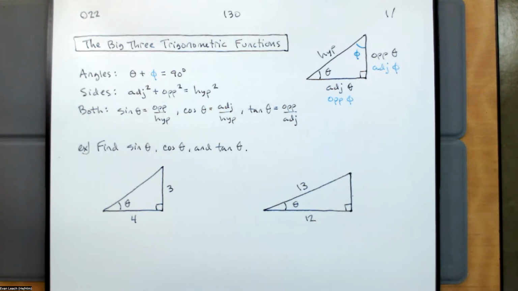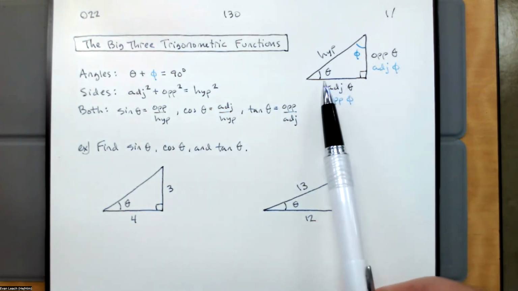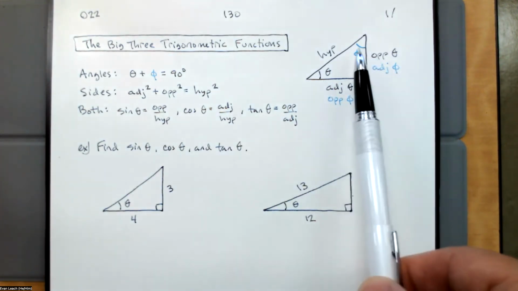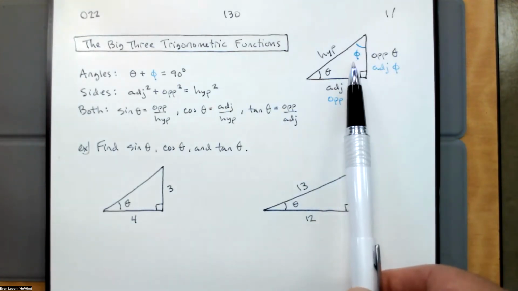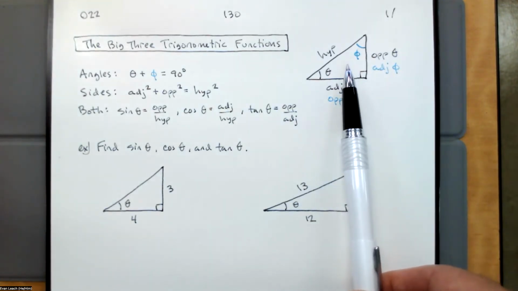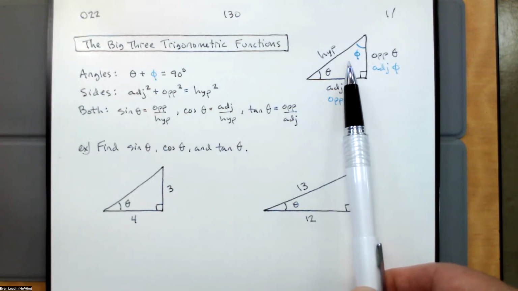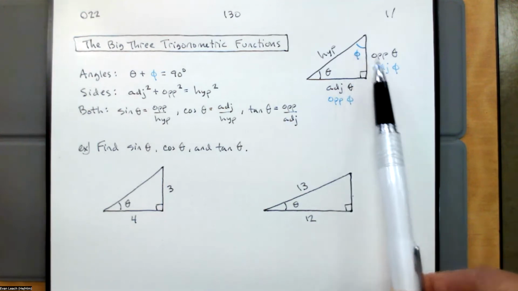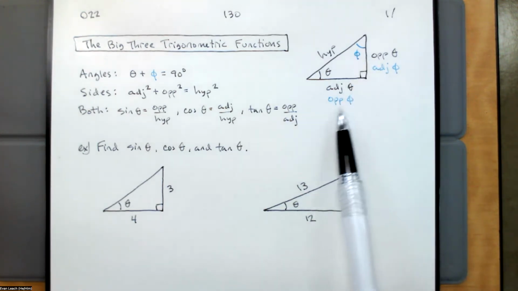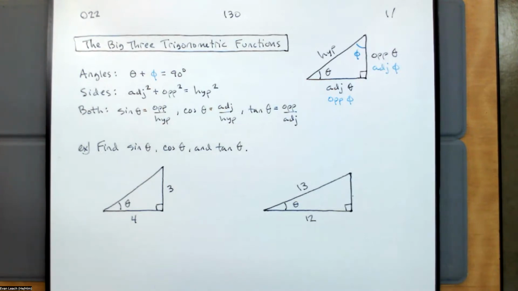Notice that what is opposite this angle theta is adjacent to the other angle. In this case, I called it phi. I don't think we introduced this one last time, but this is phi. So this side is adjacent to angle phi, and what's adjacent to theta will be opposite angle phi.